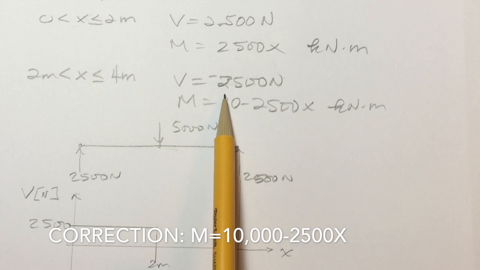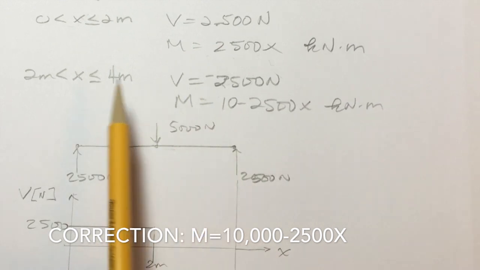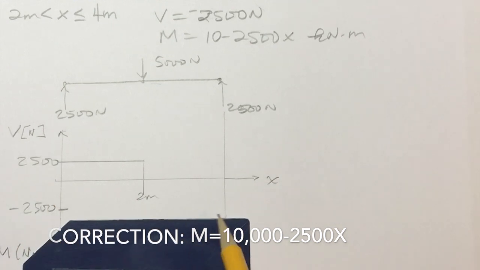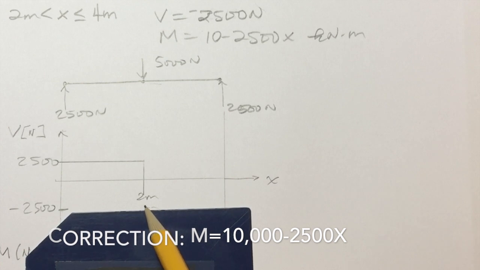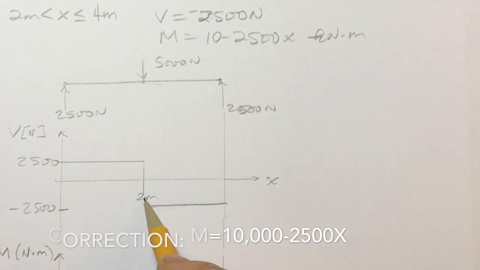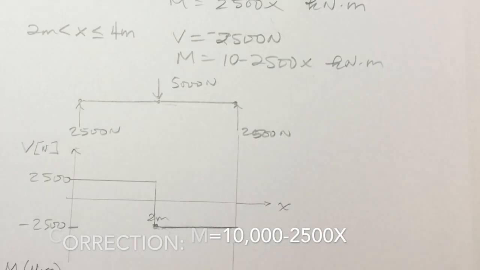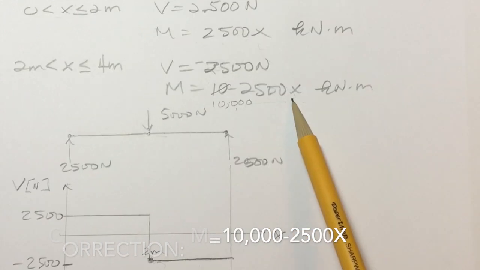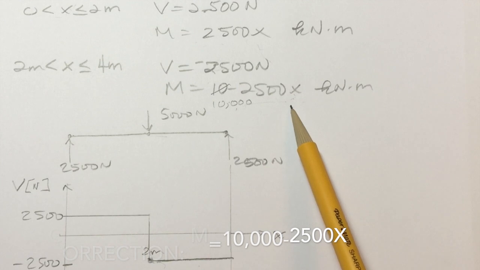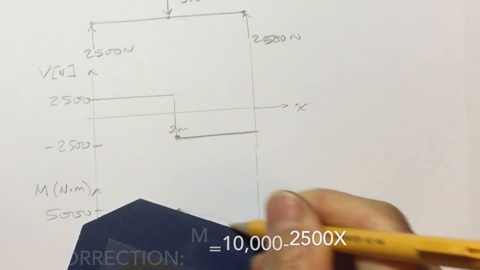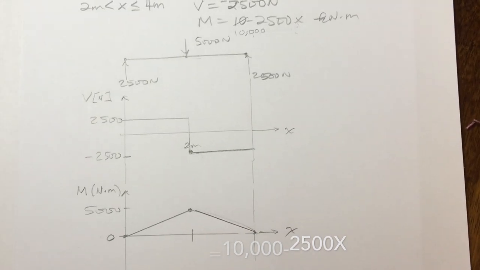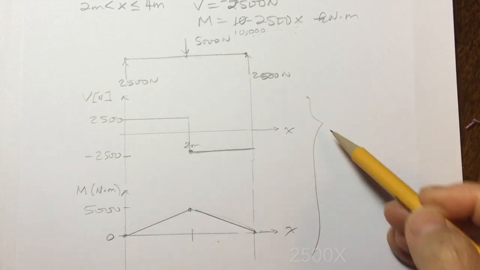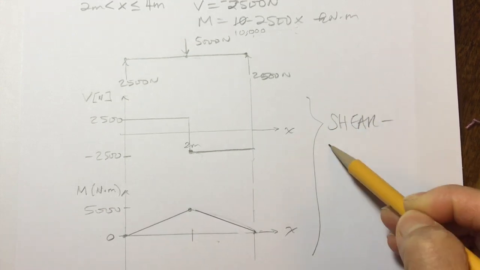Shear is negative 2,500 in this region. So it actually is negative 2,500 from 2 meters all the way up to 4 meters. That should be 10,000. When x is 2 meters, moment is 5,000. When x is 4 meters, moment is 0. So that is our shear versus x, moment versus x. This is also known as our shear moment diagram.